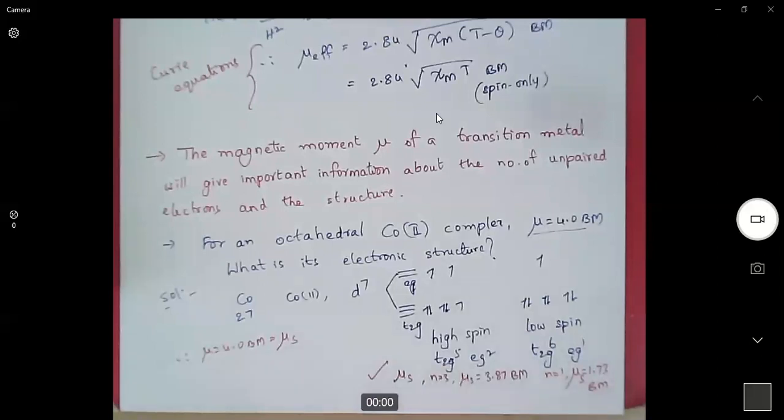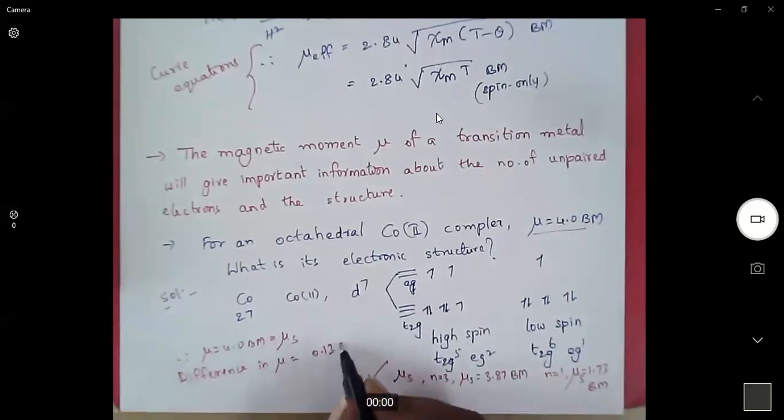Now the difference, 0.13 Bohr magnetons, can be from orbital contribution.